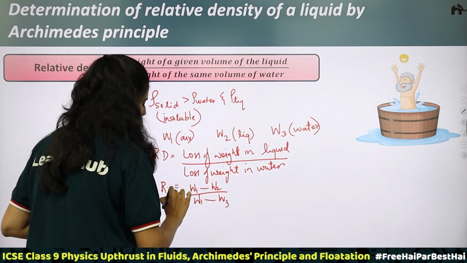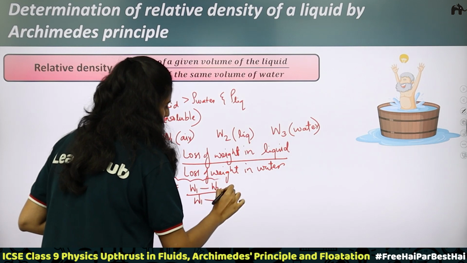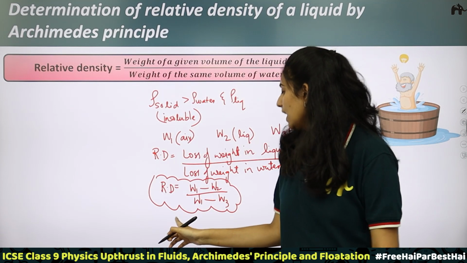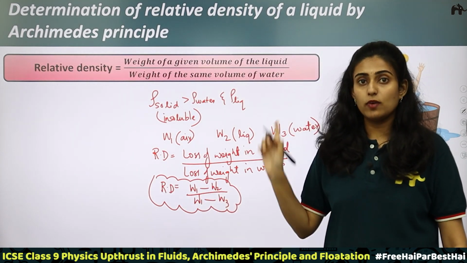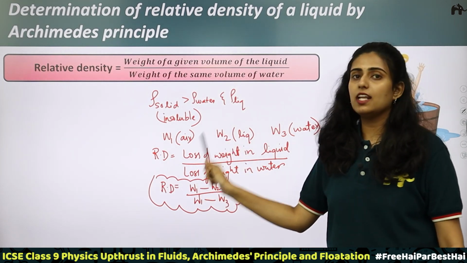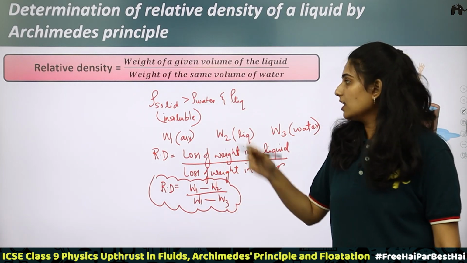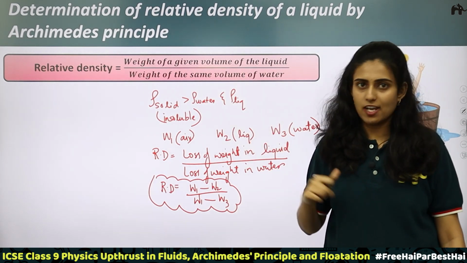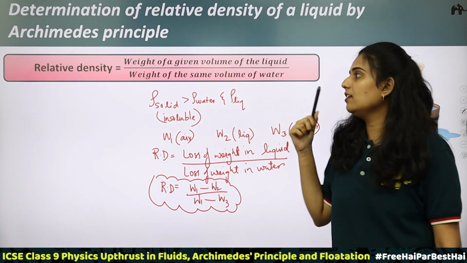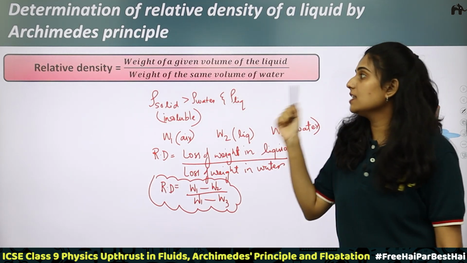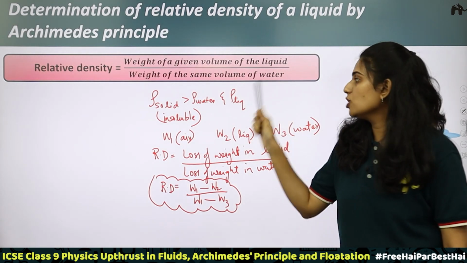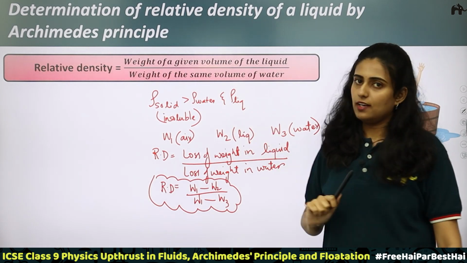So, this is how you can find the relative density. Relative density will be equal to weight in air minus weight in liquid, divided by weight in air minus weight in water. W1 minus W2 divided by W1 minus W3. So, this is how you can find the relative density of the liquid. It is not that you will just add the liquid into water and find the relative density. This is not possible. You need to have a solid. It is not necessary that you know the relative density of the solid. But one thing to remember is the density of the solid should be greater than the density of the liquid and water taken, and it should also be insoluble in the liquid and water taken.